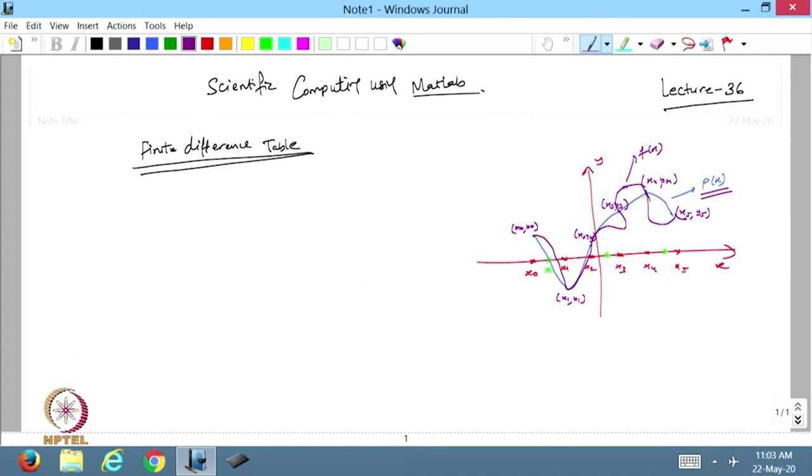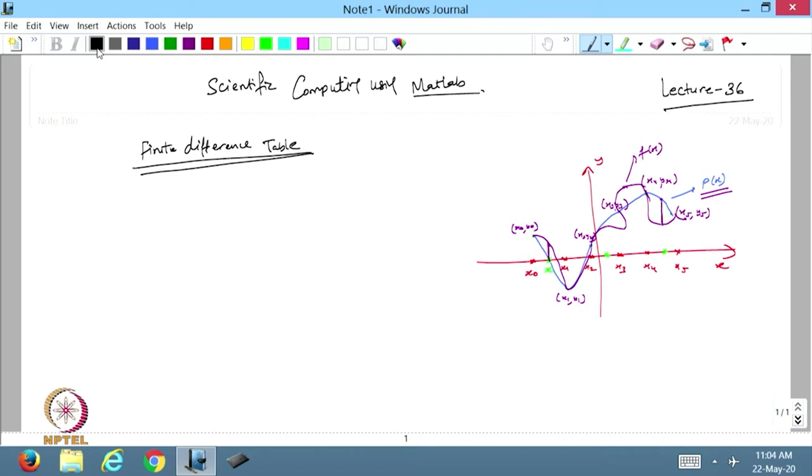Now suppose I want to find the value of the function at this x. At this x, the actual value may be different from the approximate value. So I can call this the error. At this x, this may be the approximated value and this may be the exact value. So that is the error. Everywhere, if I want to approximate the value at any x in between, there is some error involved. We will also discuss that today.